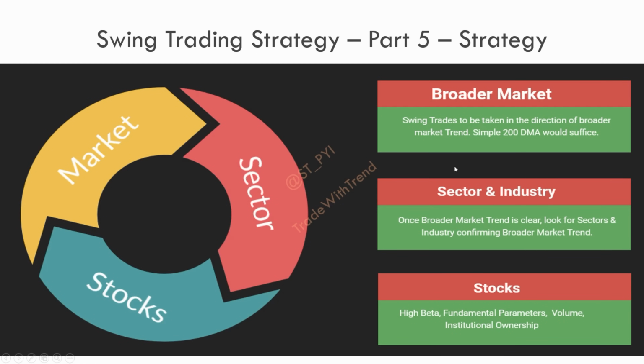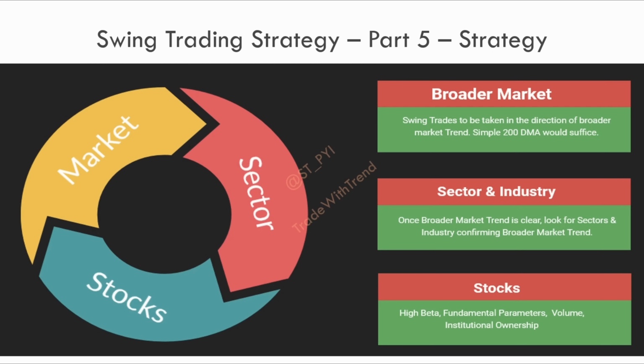So let us revisit our top-down approach method. This is the market here, then the sector, then stocks. So what we need to do is first move to the broader market. The broader market trend would simply be defined by the 200-day moving average, that is, whether the price is above the 200-day moving average or below it.